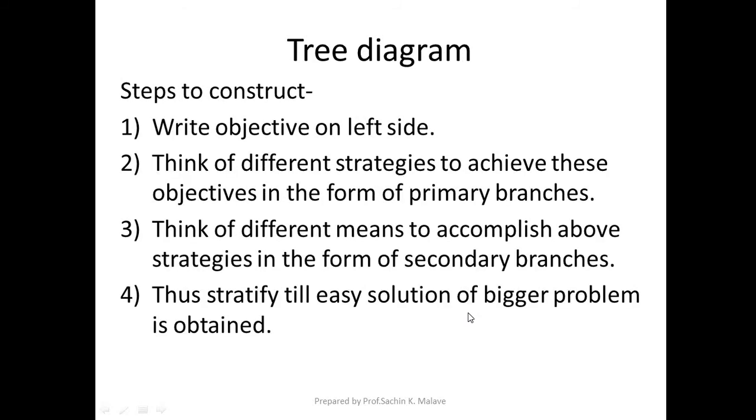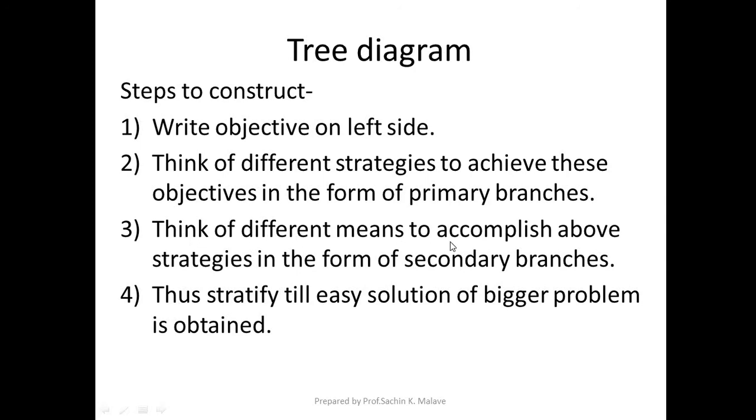So, steps to construct the tree diagram: write the objective on the left side. Then think of the different strategies to achieve this objective. In the example we saw, if you want to reduce the defects, what are the different strategies? The different strategies are material, machinery and operator training. These are shown in the form of primary branches. So the primary branches of our example are machinery, material and operator training.